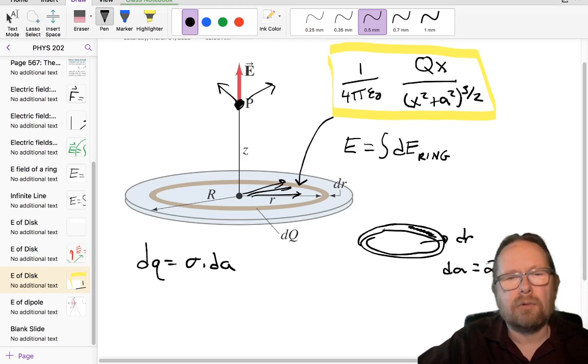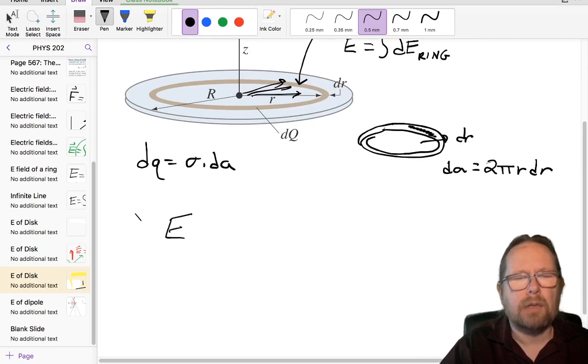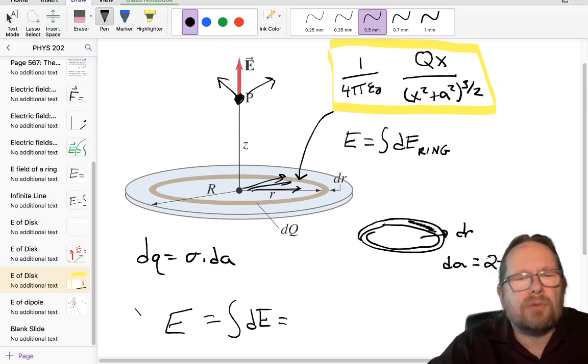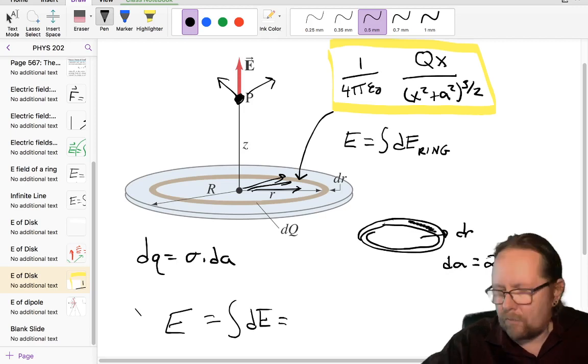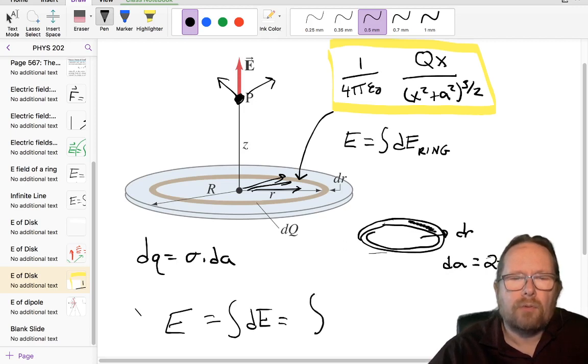So when we write our electric field is equal to the integral of dE, which is equal to, we have to translate this expression of the electric field for a ring in terms of the variables for our disk, which are a little bit different. So we have to be really, really careful here. In this expression, the electric field of a ring, x was the distance from the ring and a was the radius of the ring. Here, we're using z for the distance from here to here, and we're using r as the radial variable from the origin out to each individual ring. So this is going to be equal to the integral of 1 over 4 pi epsilon naught.